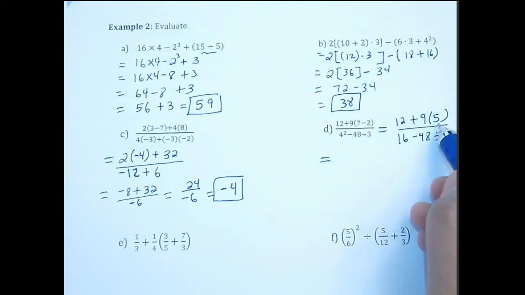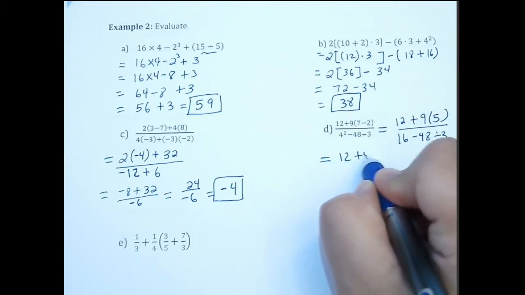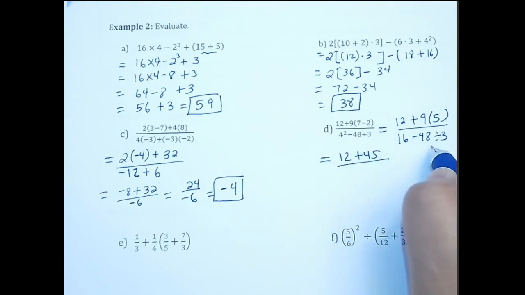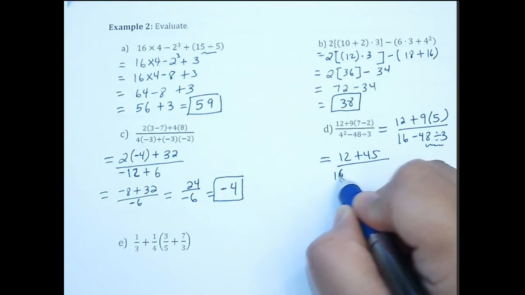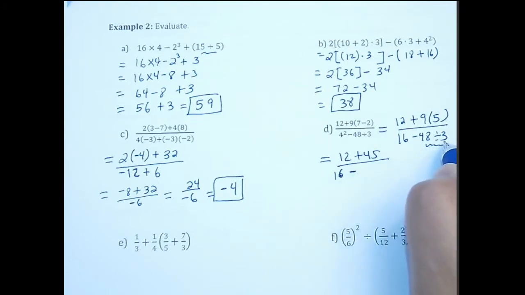So 9 times 5 is 45. And here we want to do the division first. So 16 minus 48 divided by 3. And so that's going to give us, so 48 divided by 3 will give us 16.